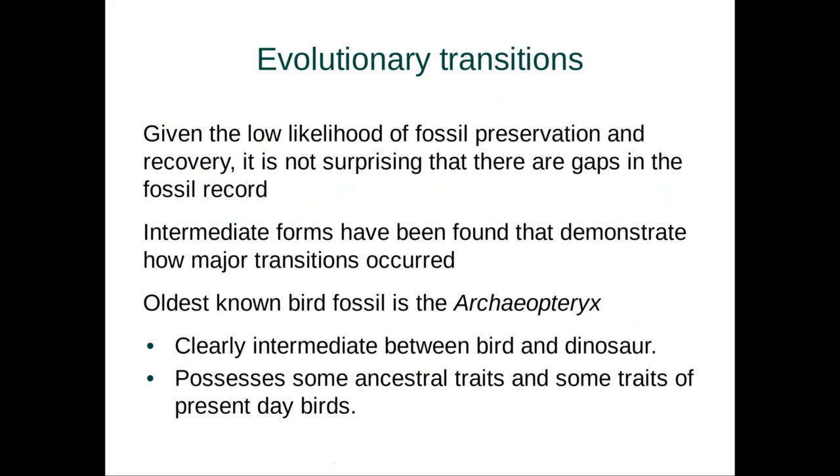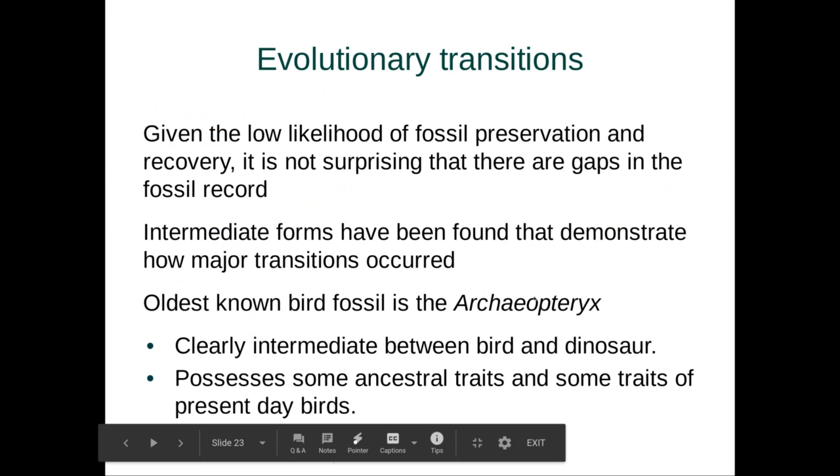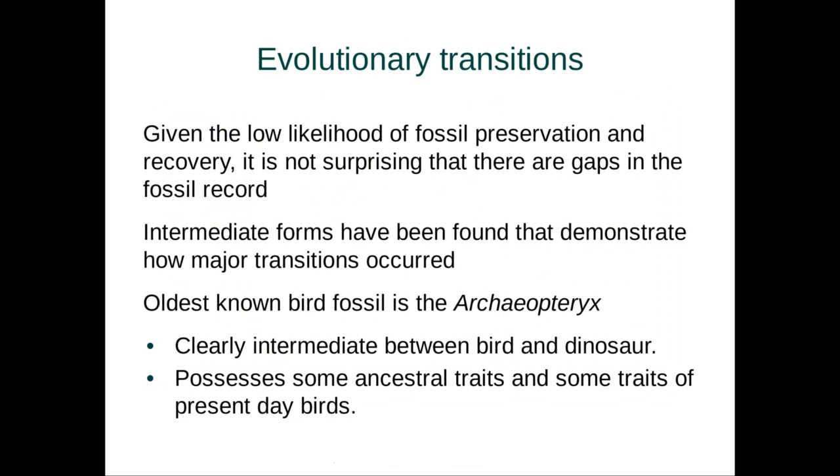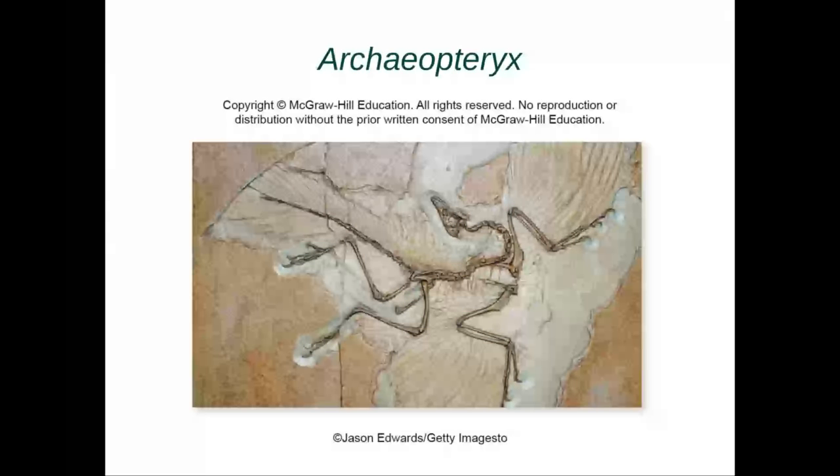However, the fossil record has enough information that we can actually start to see some intermediates between modern day individuals and our extinct ancestors. Now, I'm going to give you a couple examples of this, but one of my favorites is actually the oldest known bird fossil, which is the individual called Archaeopteryx. And it's a clear intermediate between bird and dinosaur. Now, this is what Archaeopteryx fossils look like.